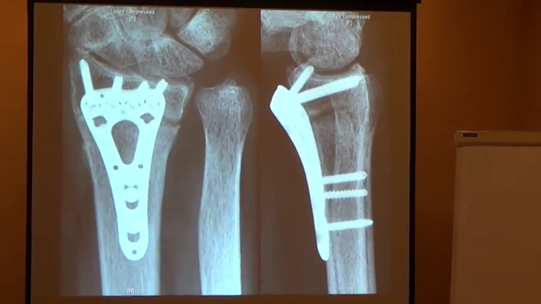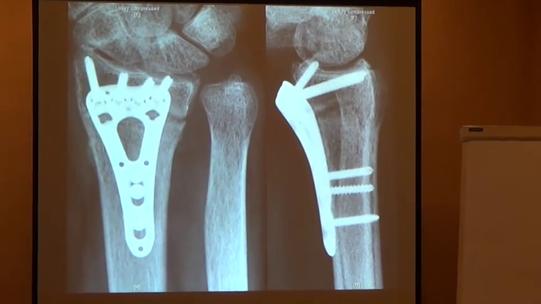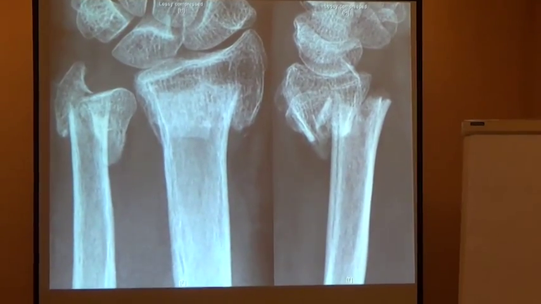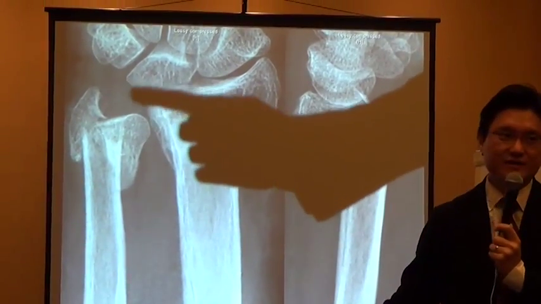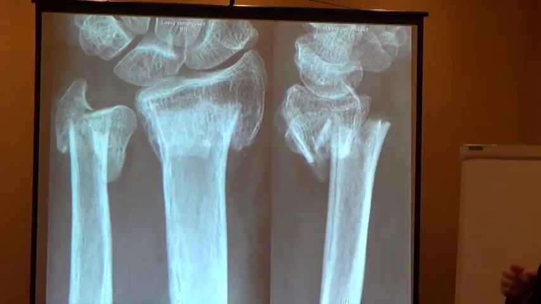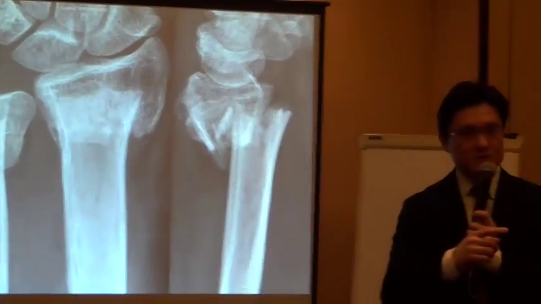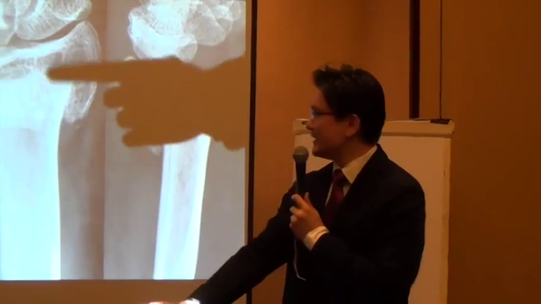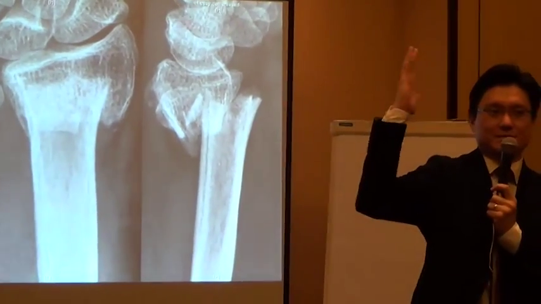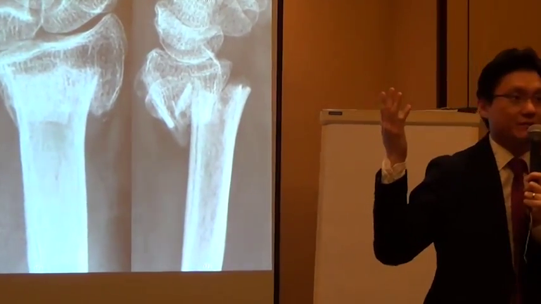Just another example of having a standard variable angle clip. This one, special case. Can you see that? This is a very difficult fracture to fix. Which one to fix first? Fix the radius first, because the radius is fixed with the patient lying down on a hand table. Once you have fixed this and it's stable, you put the patient up this way and then you approach the ulna from the ulna side.